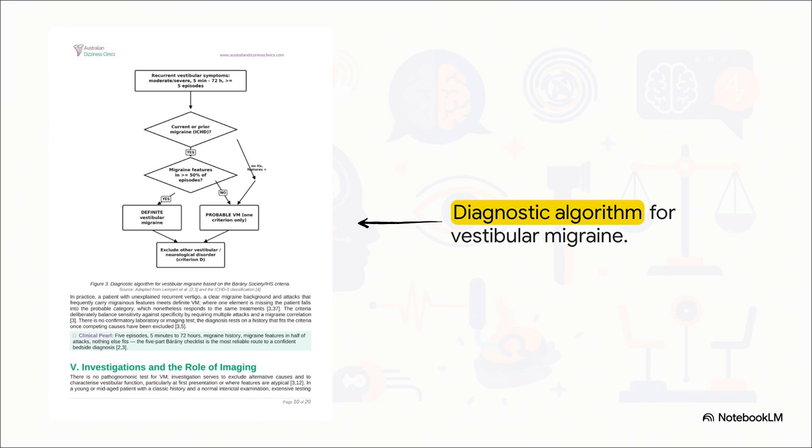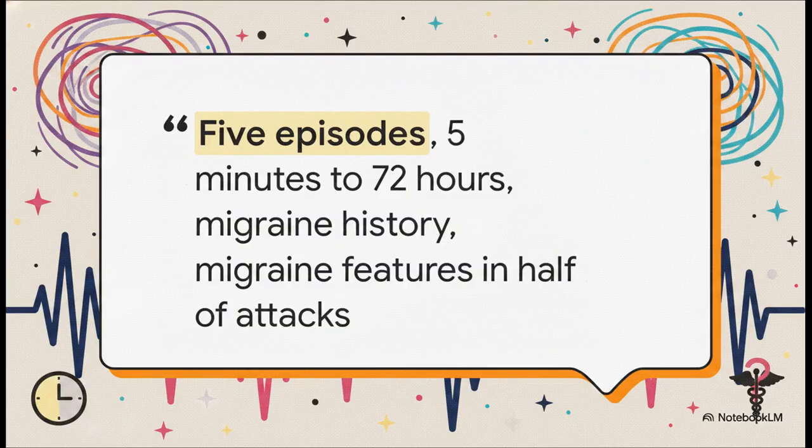If the answer is yes, then you dig into their history. Do they have a prior or current migraine diagnosis? Do they exhibit migraine features in 50% of these vertigo attacks? Following this exclusion process seamlessly drops the patient into either the definite bucket, the probable bucket, or neither. And practically speaking, this is great news, because both definite and probable classifications actually respond to the exact same targeted treatments.